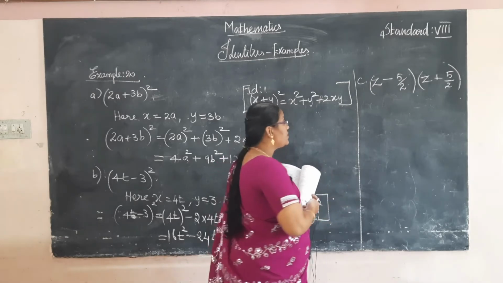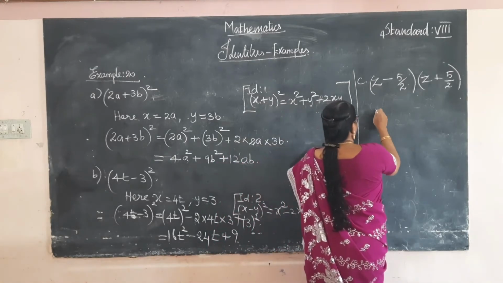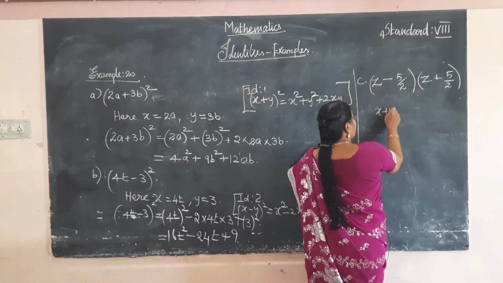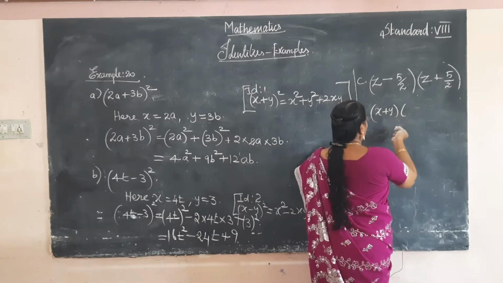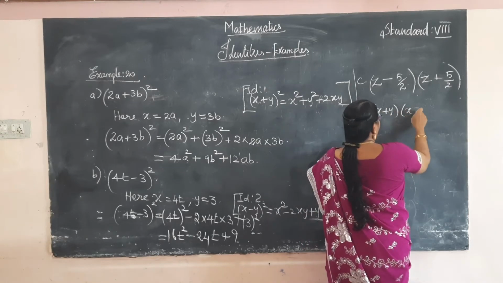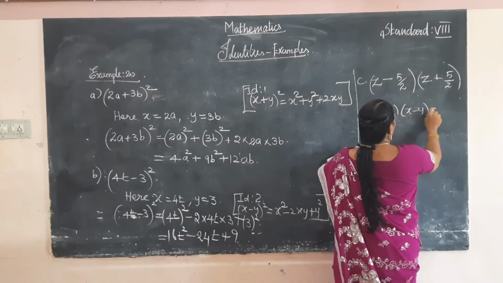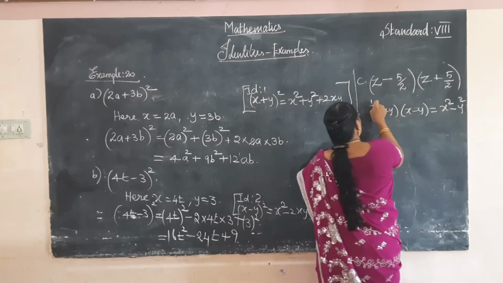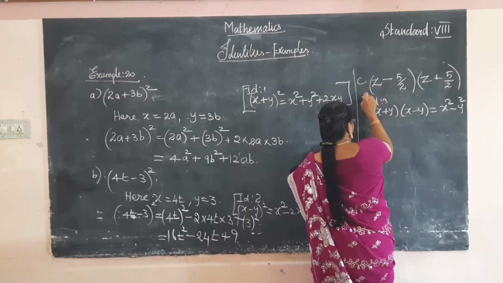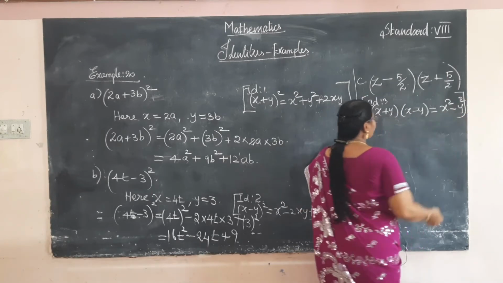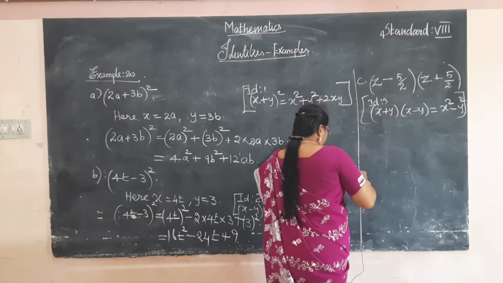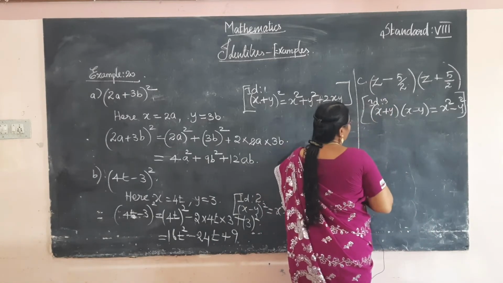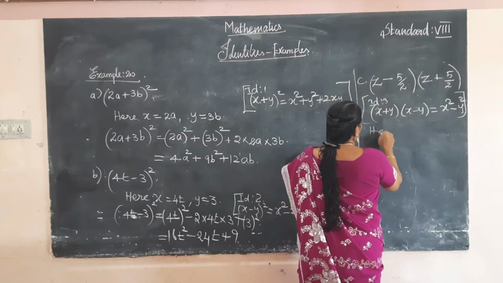(x minus y) into (x plus y), for any values, any variables, we get x square minus y square. So that is identity 3. So substitute those values here.